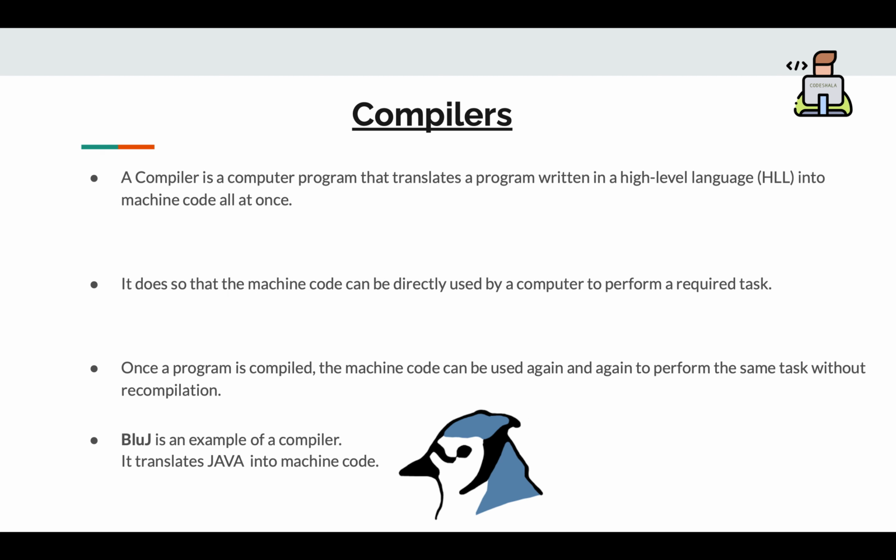A compiler is a computer program that translates a program written in a high level language into machine code all at once. It does so because the machine code can be directly used by a computer to perform a required task. Once a program is compiled, the machine code can be used again and again to perform the same task without recompilation. BlueJ is an example of a compiler and it translates Java into machine code.